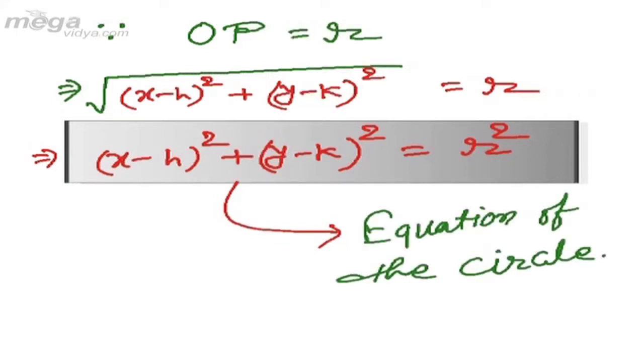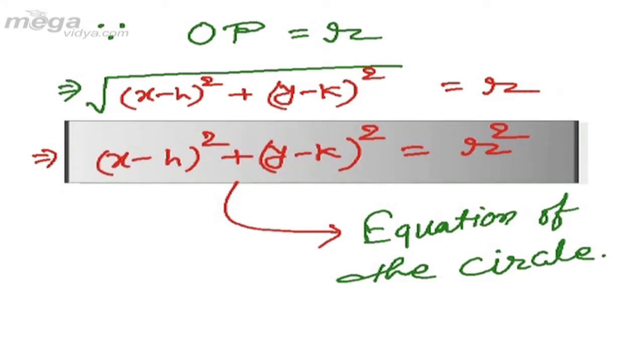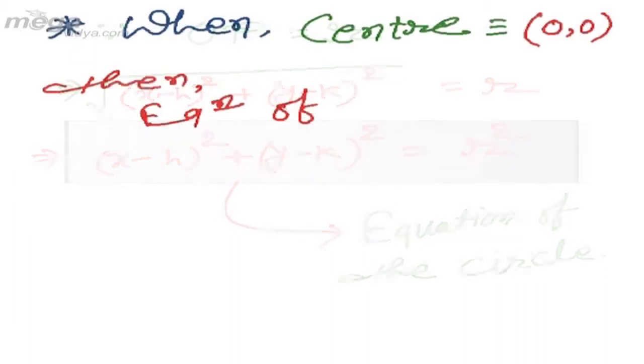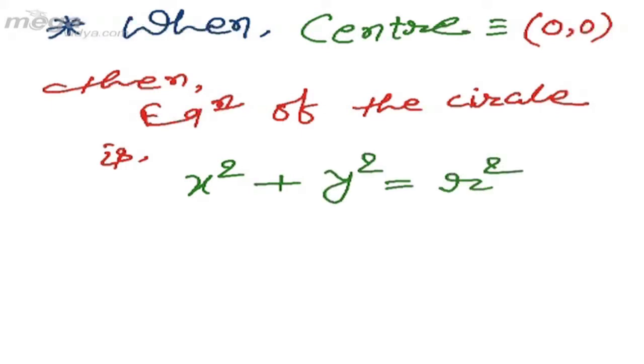Now we will find a particular case when the center is (0, 0), that is the origin. Then what will happen? The center (h, k) becomes (0, 0), so h will be 0, k will be 0, and hence when the center is (0, 0), the equation of the circle becomes x² + y² = r².